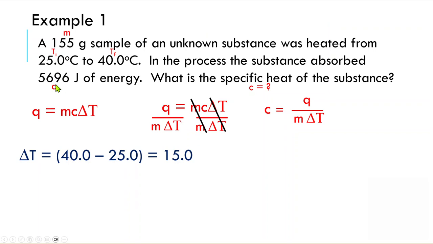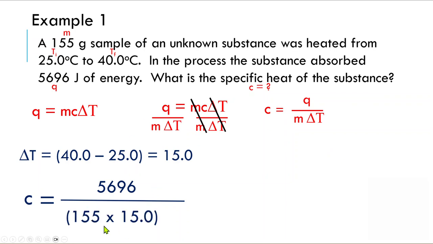We now have our Q, our M, our delta T, and we're trying to find C, so we can plug into the equation. C will be equal to Q, which is 5696, over M and delta T multiplied together. So M is 155 times delta T, which is 15. Again, notice the parentheses. It'll be 5,696 divided by 155 divided by 15. Remember, because both those numbers are down below. When you do it, you get 2.45.